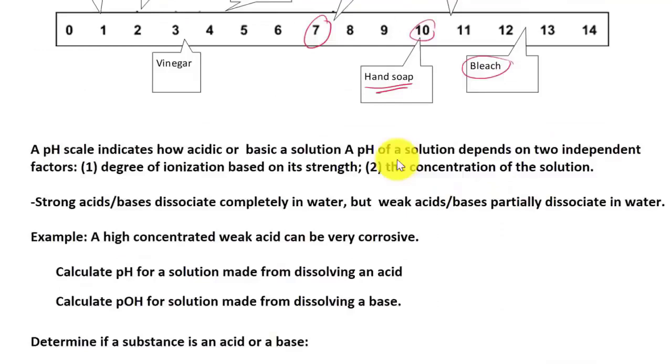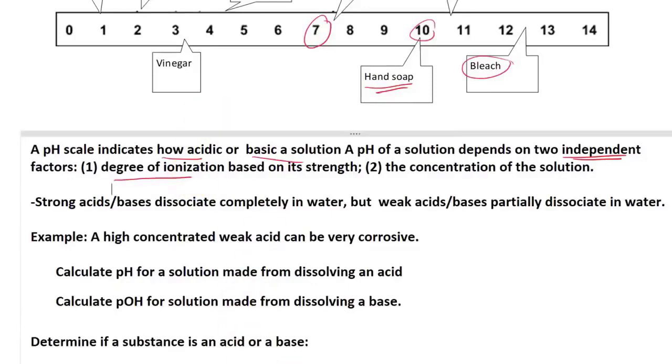Now, we learned that the pH scale indicates how acidic or basic a solution is. But the pH of a solution depends on two independent factors. They are not related to each other, okay? And the first of these two independent factors is the degree of ionization, based on the strength of an acid, either strong or weak. And we just observed it, a weak acid would dissociate very little.